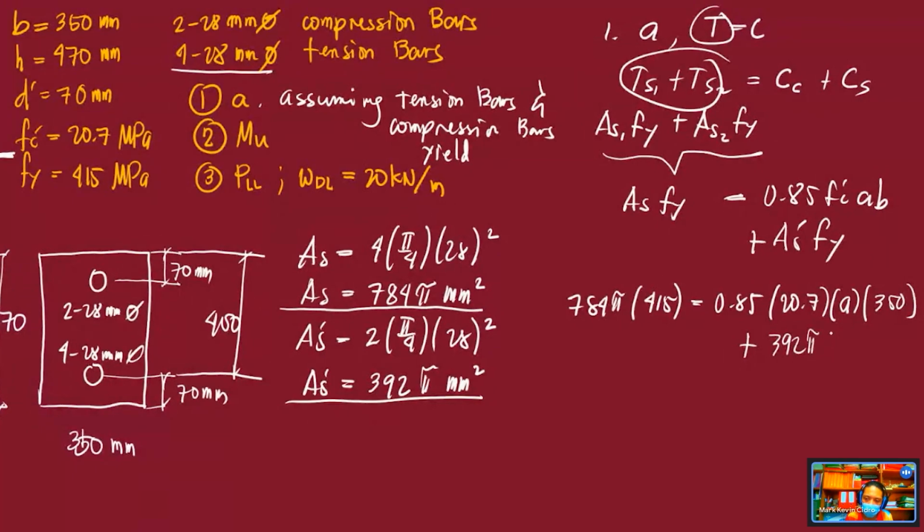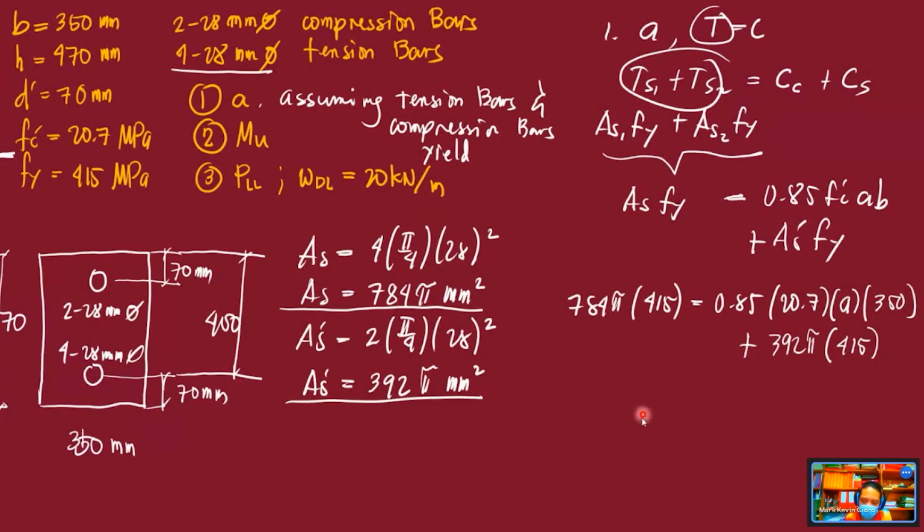392 pi multiplied by Fy, which is 415. Okay, our assumption here, of course, we did not assume double reinforced because we already know that it is indeed double reinforced. What we are assuming here is Fy. Fy is used, meaning you are assuming that the steel in compression and the steel in tension yield.